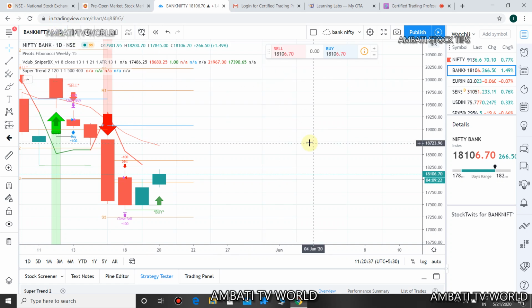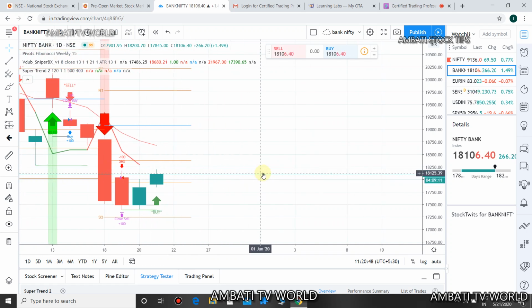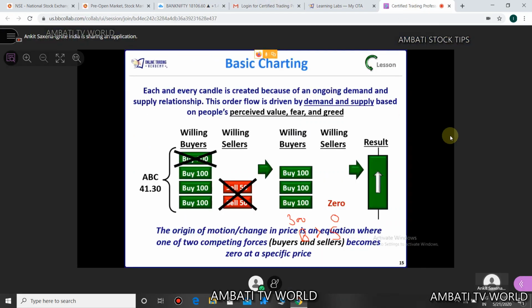What will happen? The prices will be under pressure because the buyers are more than the number of sellers here, isn't it? So what will happen? As a result, the price will be under pressure and the price will start moving upwards. So the origin of motion or change in price is an equation where one of the 2 competing forces.